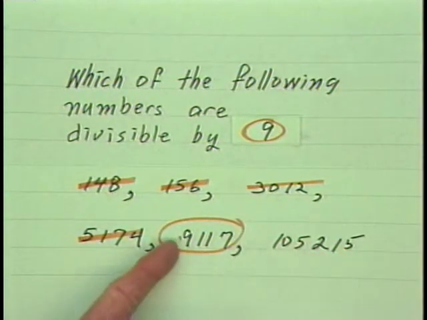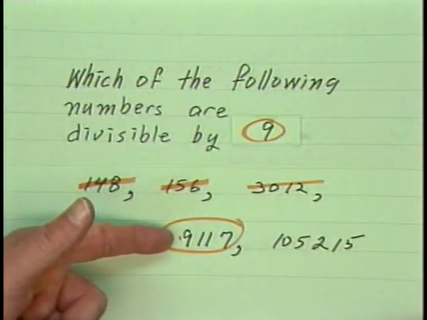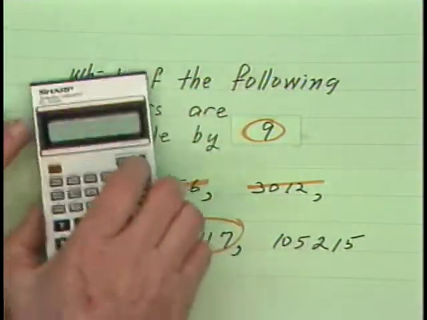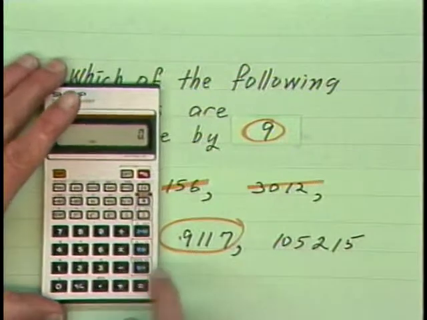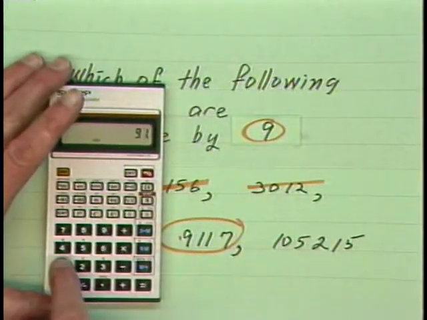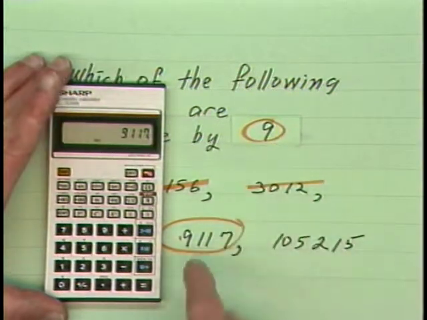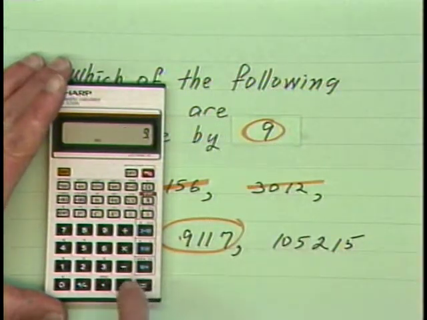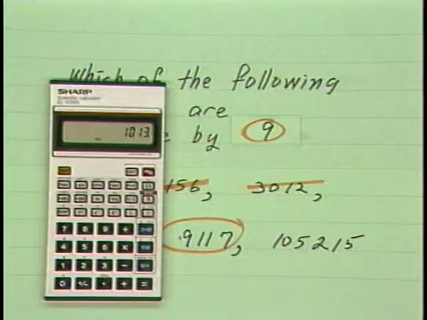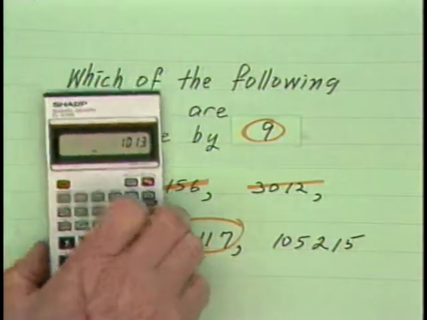If I want the other factor of this divided by that, all I'd have to do is take 9,117, divide by 9, and we're claiming that this will go in evenly, and sure enough it does, 1,013.